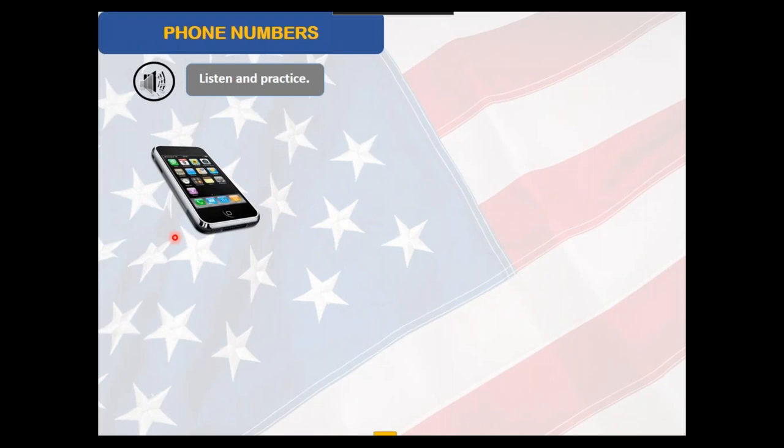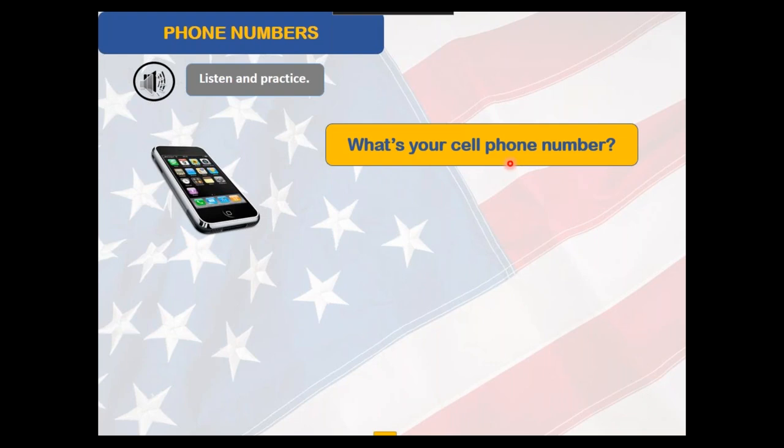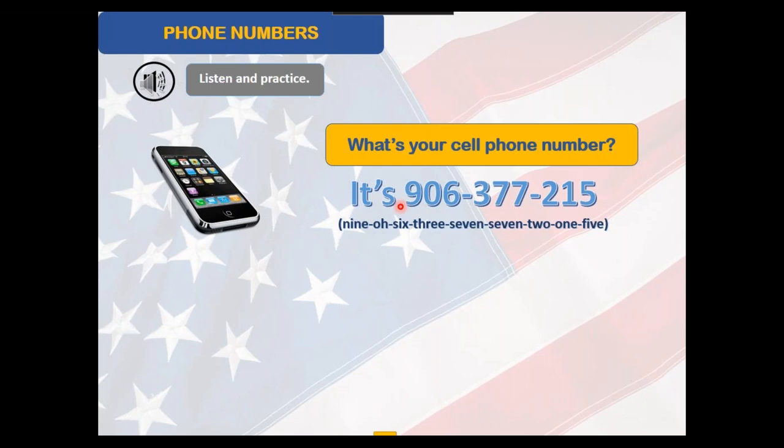Now let's make the use for phone numbers. It is a cell phone. For example, the question, what's your cell phone number? And the answer, it's 906-377-215. Yes, that is our cell phone number.